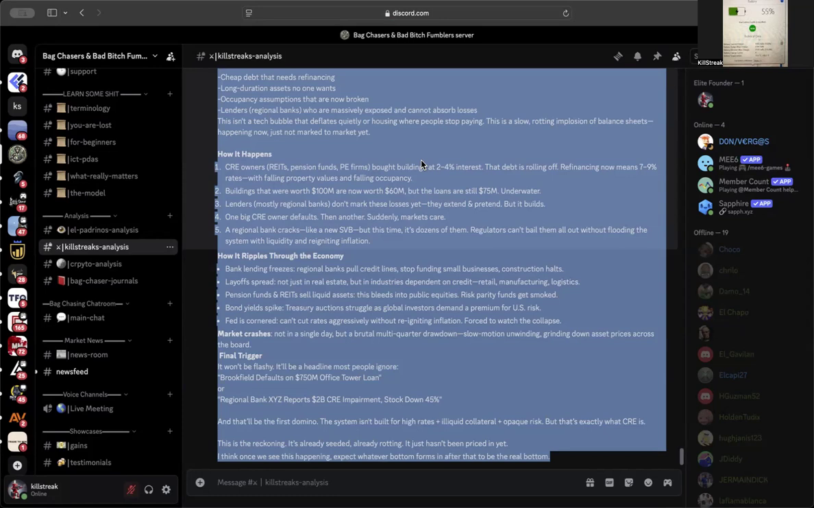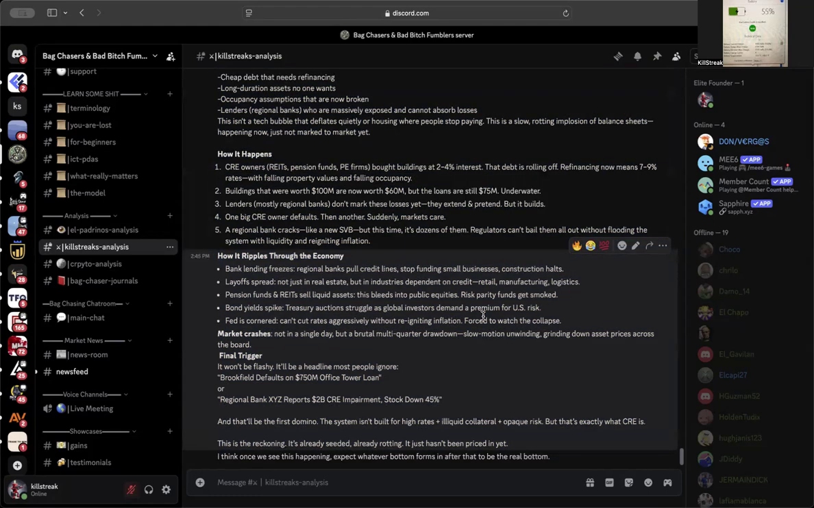You'll probably see headlines like Brookfield Infrastructure, which is one of those infrastructure stocks, so they do offices, roads, stuff like that. It's going to be pretty weak. Regional banks falling.